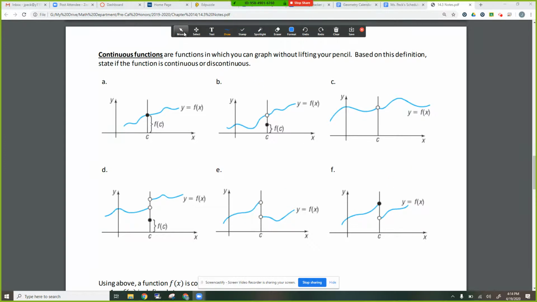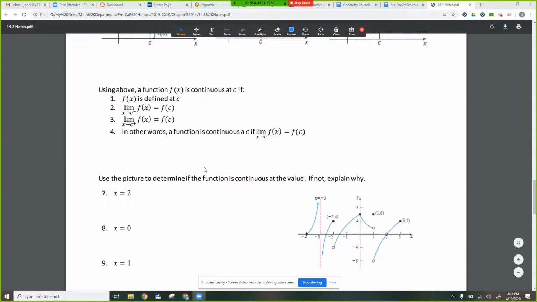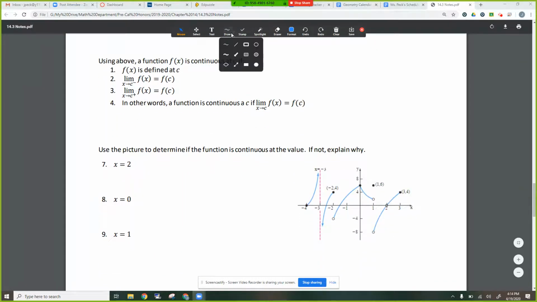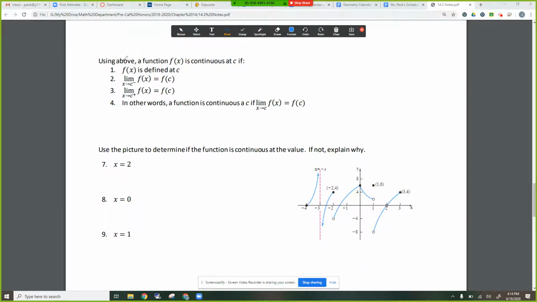So when we're talking about continuous functions, here are our 3 rules. What needs to happen is f of x needs to be defined at c. What we mean by defined at c is that it's not a hole, right? If you plug 3 into the problem, you get an answer of blank, right?